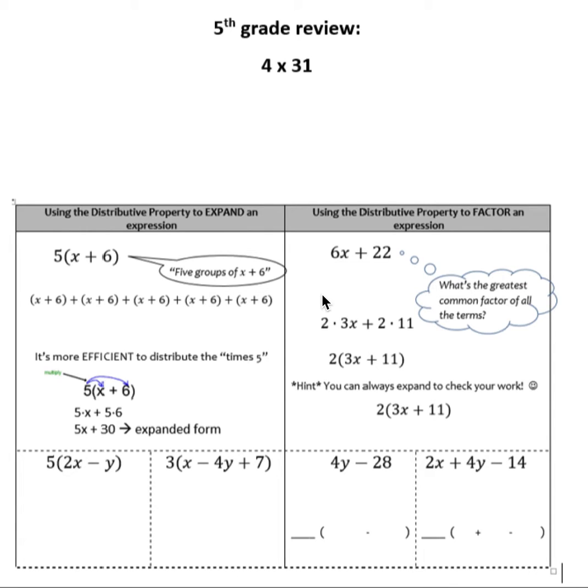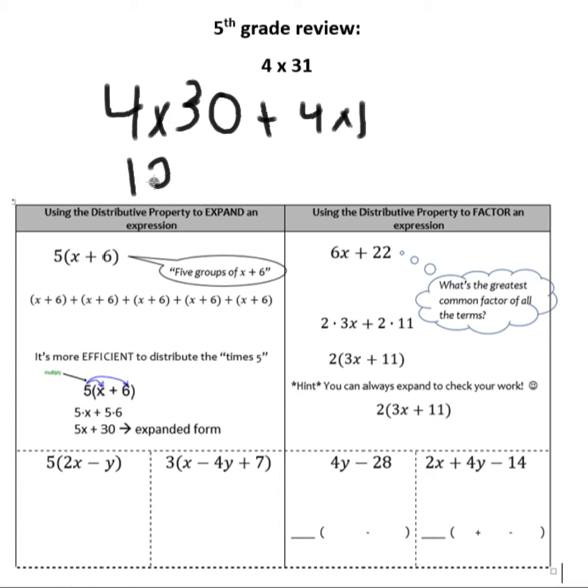In 5th grade, you learned that 4 times 31 is the same thing as if we did 4 times 30 plus 4 times 1. So 4 times 30, 4 times 3 is 12, so it would be 120. Plus 4 times 1 is 4, and you get an answer of 124. That is the distributive property. You are distributing the 4 to the 31.